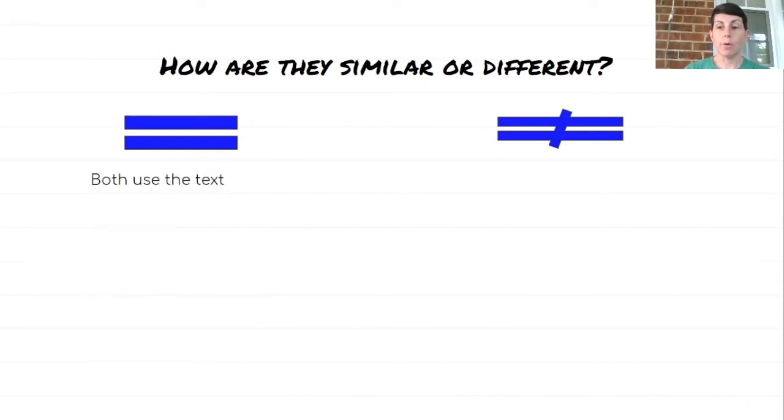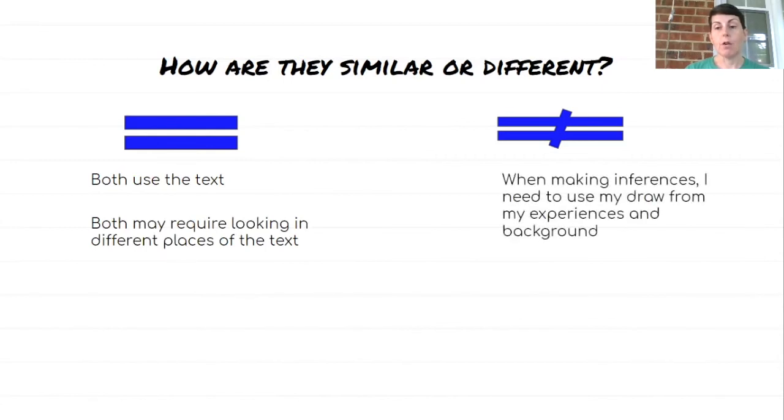So they both use the text, and both require looking in different places of the text. Inferences are different from conclusions because I have to use my own experiences and background in order to make an inference. Drawing conclusions only comes directly from the text, and I'm not inserted in that process at all.